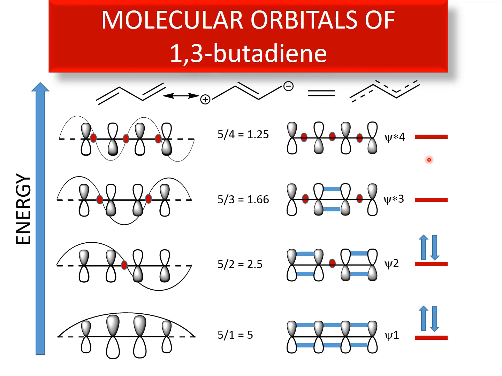So this is how you can draw molecular orbitals for 1,3-butadiene, and you can follow the same procedure to draw molecular orbitals for all the other molecules or ionic species which involve delocalized electrons or orbitals in different ways. Right, so I hope it helps.